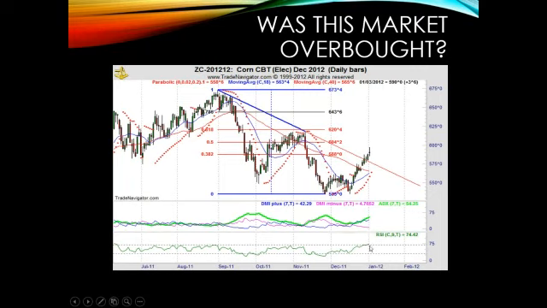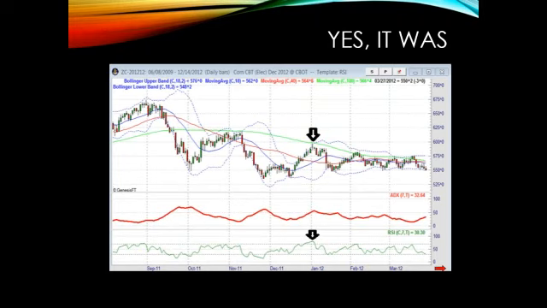We'll look at the very end of the data, and this could be a stochastics reading of 80 or an RSI above 70. Would you say that this market's overbought right here? I think you would, because we are above our 70 marker. The market has had an extended rally. What happened next? It was, in fact, overbought.